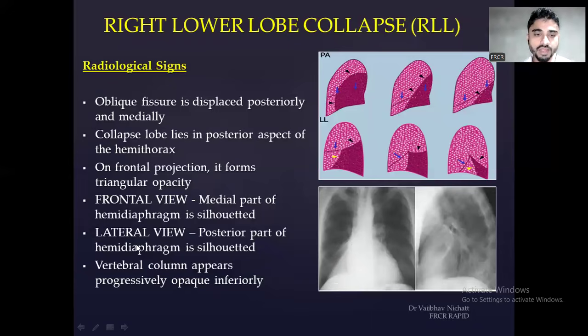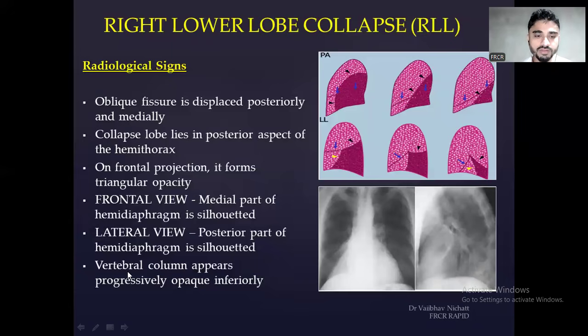Okay, and on the lateral radiograph, the posterior part of the hemidiaphragm is silhouetted, that is, the posterior part of the right lower lobe is silhouetted. As you can see, this is the right dome of the diaphragm, this is the left dome of the diaphragm. The right dome is situated superiorly as compared to the left dome. As you can see over here, the right dome of the diaphragm is silhouetted by the collapsed right lower lobe. That is the reason the right dome of the diaphragm is not very well seen.